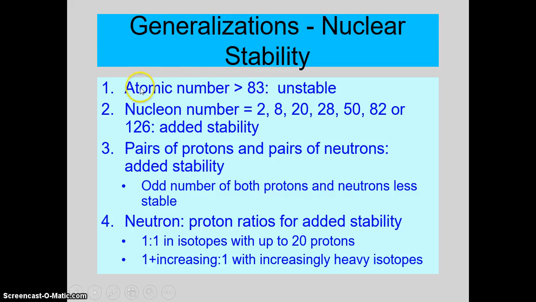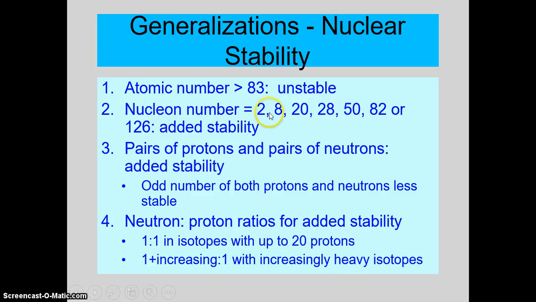So let's start off. One thing that we know is every element beyond element 83, which is bismuth, every element that has an atomic number greater than 83, for example, uranium or plutonium, thorium, all of those are automatically radioactive. Right, so if you have an atomic number greater than 83, it's immediately radioactive or unstable. That's saying the same thing.